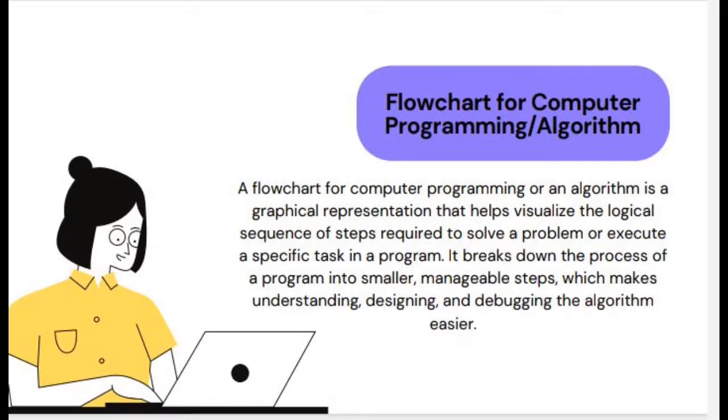Flowchart for computer programming algorithm. A flowchart for computer programming or an algorithm is a graphical representation that helps visualize the logical sequence of steps required to solve a problem or execute a specific task in a program. It breaks down the process of a problem into smaller, manageable steps, which makes understanding, designing, and debugging the algorithm easier.